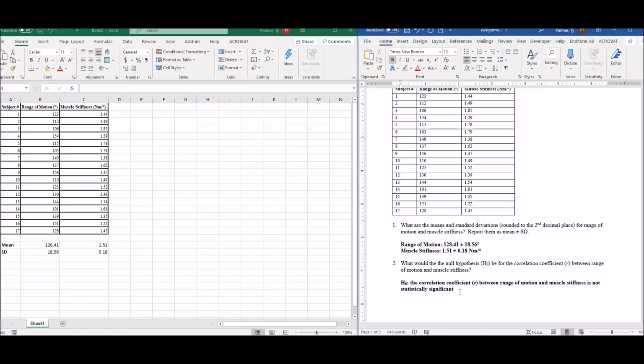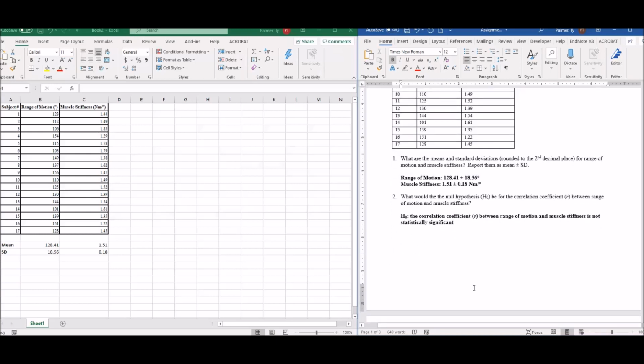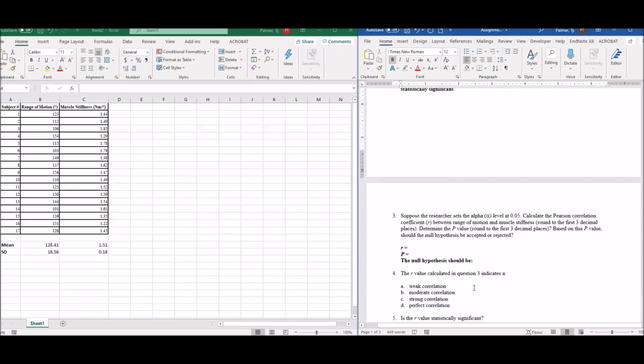And for your assignment number 4, you can answer question number 2 just like I've answered it here. You can state the exact same thing that I've done here: the correlation coefficient between the two variables, range of motion and muscle stiffness, is not statistically significant. You can actually use this same sentence for the null hypothesis. That's what the null hypothesis is. It's stating that the relationship, the correlation coefficient between these two variables, is not statistically significant. Okay, let's move on to the next question.